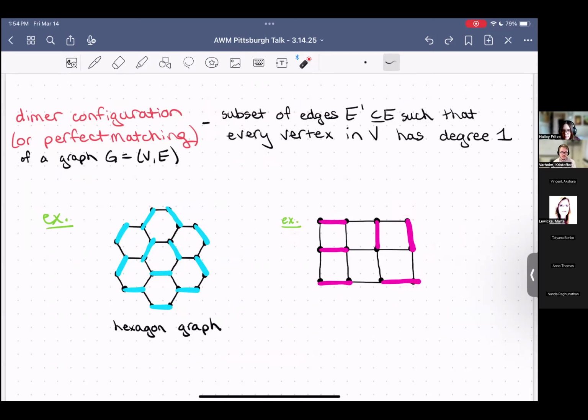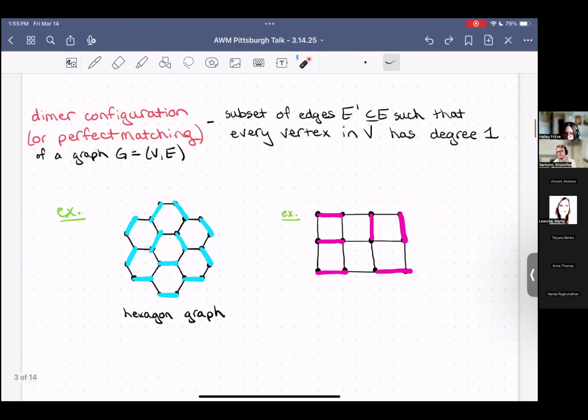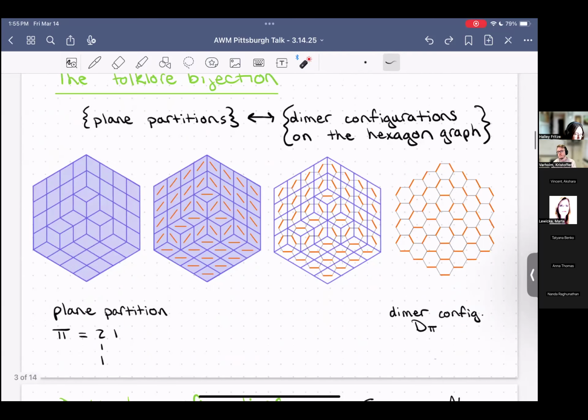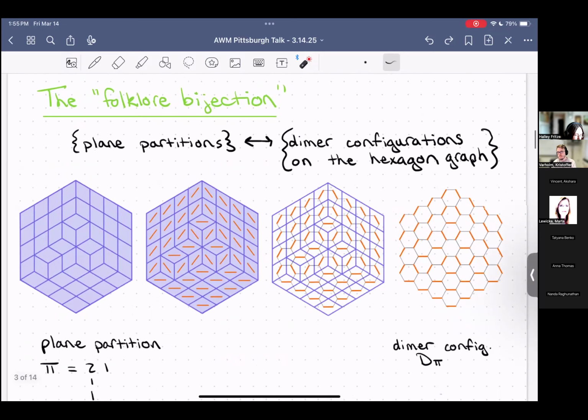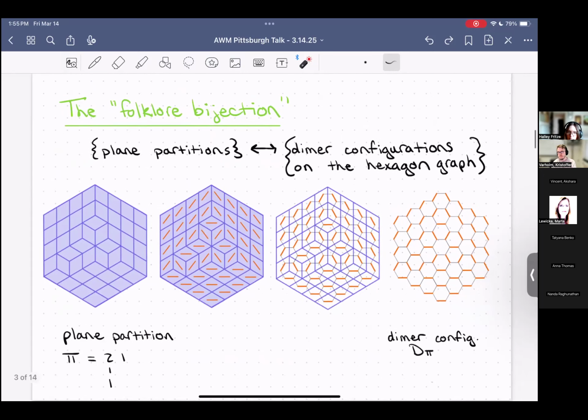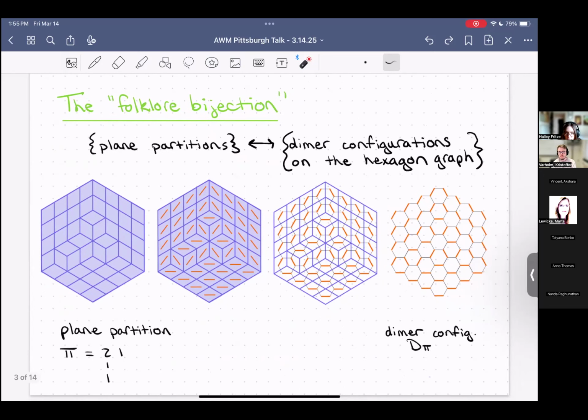Here's another example for the grid graph. The pink edges are my dimer configuration. Again, they cover all the vertices exactly once. There's a bijection between plane partitions and dimer configurations on the hexagon graph. It's sometimes referred to as the folklore bijection, and it goes like this.